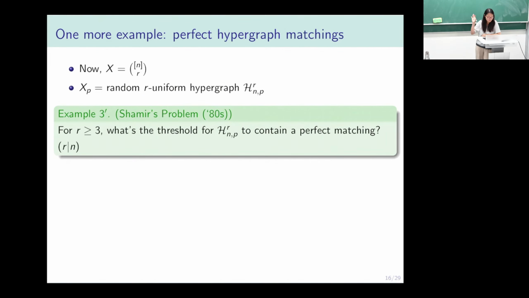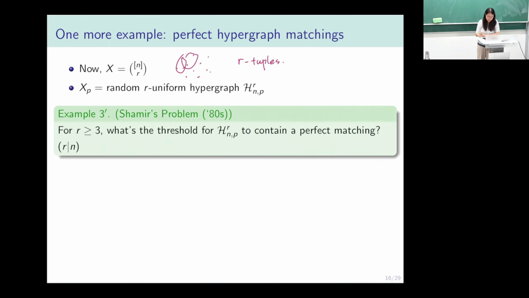Okay, so this is one last example. Here we consider a perfect hypergraph matching. So now X is n choose r, not n choose 2. This means we still have n vertices, but this time we consider all of the r-tuples. So potentially we have n choose r tuples, and X_p is a random r-uniform hypergraph, which means we choose each tuple with probability p independently. So this gives us a random r-uniform hypergraph, and we call this H_r(n,p).